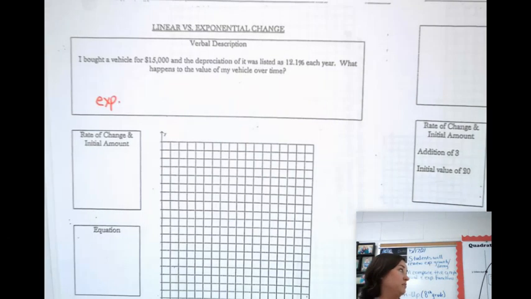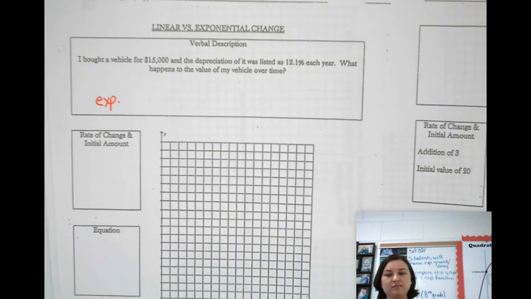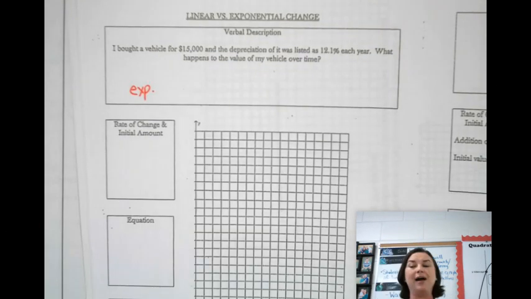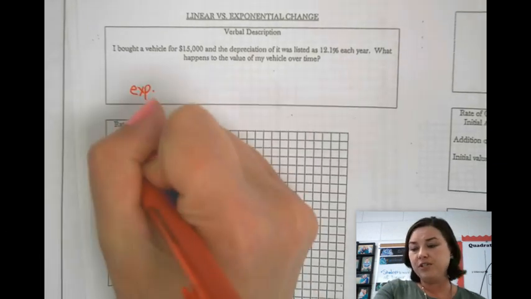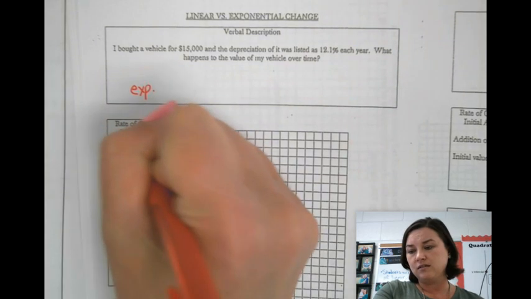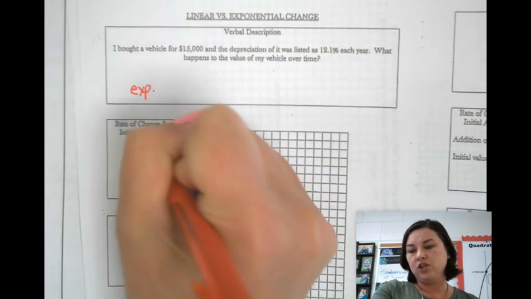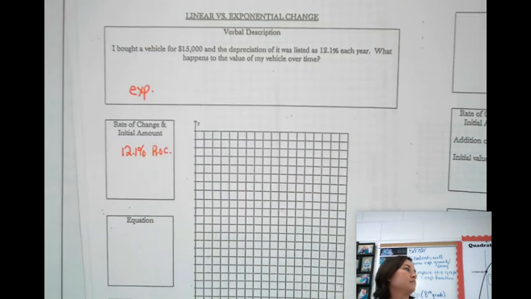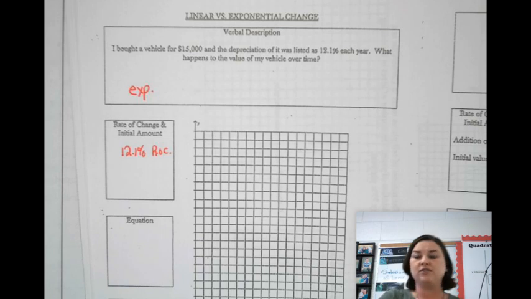So the first thing I'm just going to do right here is put exponential, because we have figured out whether it is exponential or linear. Now I'm going to this first box, rate of change and initial amount. By how much is it changing each time? 12.1% is the rate of change. And what was the initial amount? 15,000.